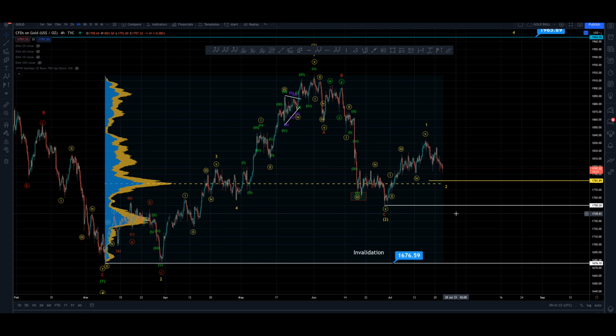Right, for the next few minutes we're going to be looking at both the CFDs on gold and the SLV ETF, which is our proxy for the silver market. We have a bullish count for each and a bearish count for each. We're going to cover our Elliott wave analysis first and then some basic technical analysis before we wrap up the video. So let's start here on our bullish interpretation for gold.